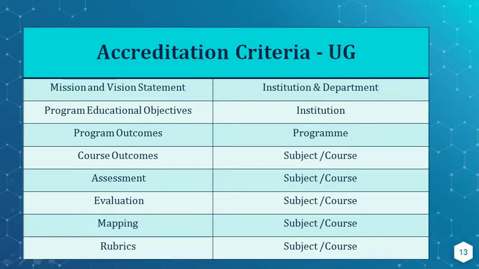Program outcome in UG, commonly it is defined by the NBA; in UG engineering it is defined by the NBA body. Then course outcome will be related to the different courses or subjects which we are handling. Each has its own course outcome, preferably 5 to 6 outcomes for each subject.